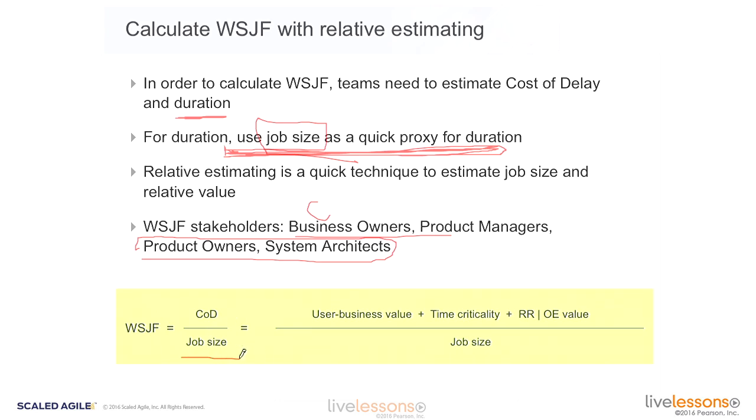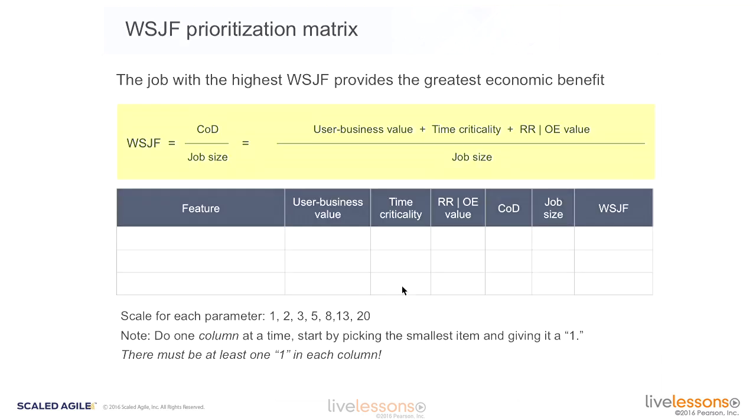So now our formula converts to as follows. Weighted shortest job first equals cost of delay divided by job size, okay? And that means that the COD we've already defined as user business value, time criticality, and risk reduction opportunity value, divided by job size, recognizing that's a proxy. Now, that seems complicated. It really isn't. So now we arrive at a formula, and that formula tells us that the job with the highest weighted shortest job first provides the greatest economic benefit. And we know what weighted shortest job first is. It's cost of delay divided by duration, but we have to proxy that with job size. We'll come back to that in a second, and we defined all these parameters, so let's proceed.